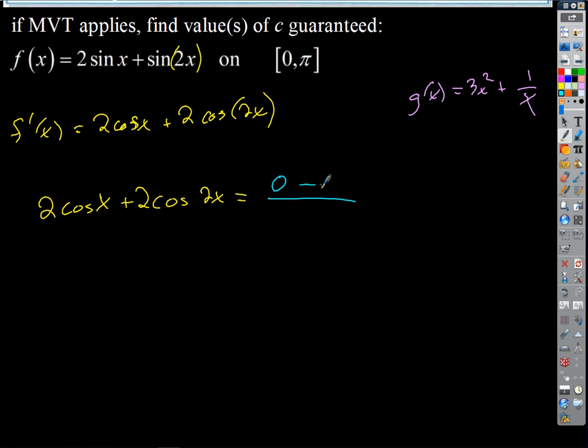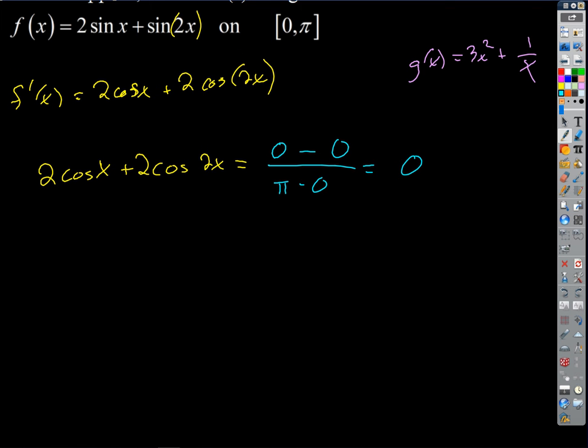Sine of 2 times 0, so sine of 0 is still 0, right? So on the top I just get 0 minus 0. On the bottom I get pi minus 0. Well, 0 divided by pi is 0, right? So I'm just solving the equation then. Where does 2 cosine x plus 2 cosine 2x equal 0?